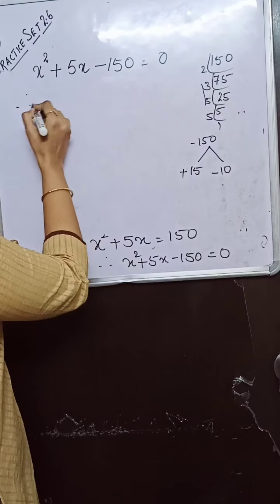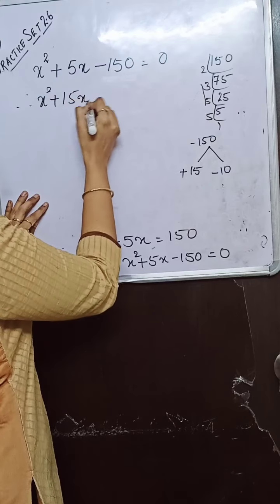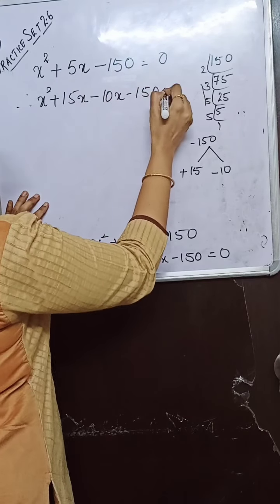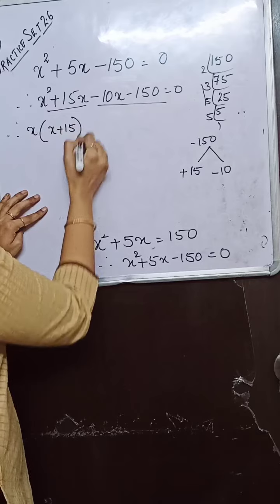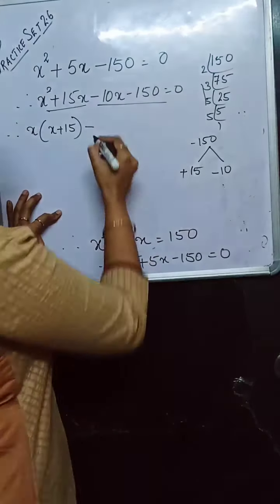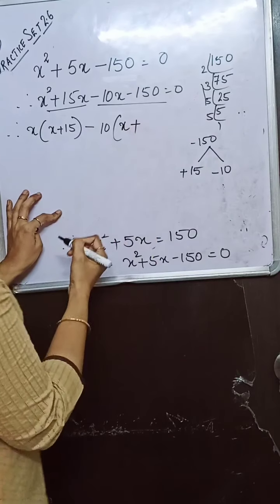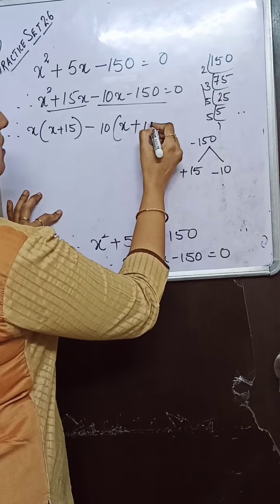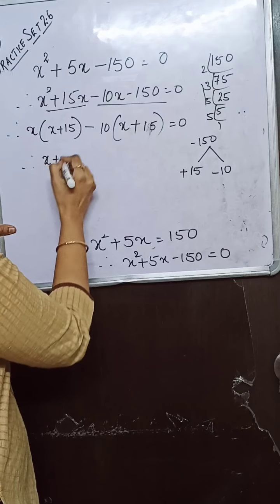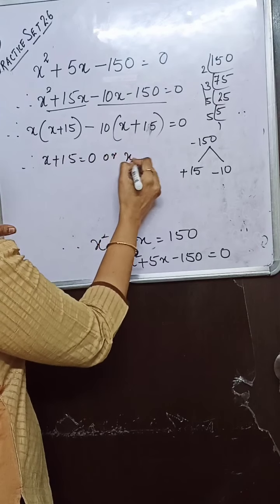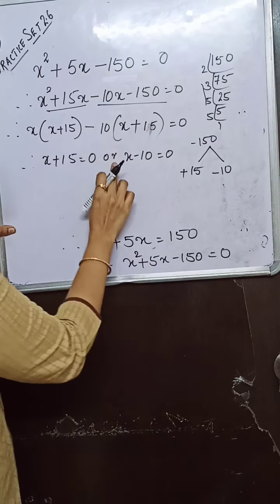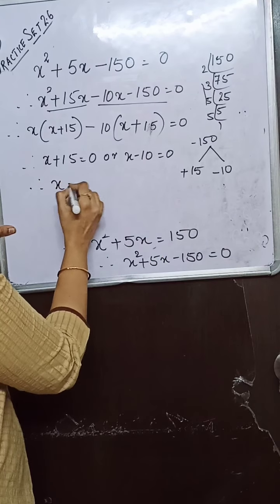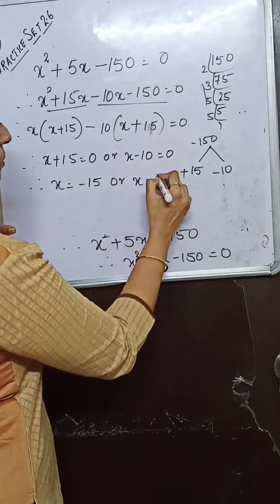Substitute x square plus 15x minus 10x minus 150 equal to 0. Grouping. Therefore, x common, x plus 15 minus, from these two, you can take 10 common. What will remain is x plus 15 is equal to 0. Correct, no? Therefore, x plus 15 equal to 0 or x minus 10 equal to 0. This step I am writing. So, therefore, x is equal to minus 15 or x is equal to 10.